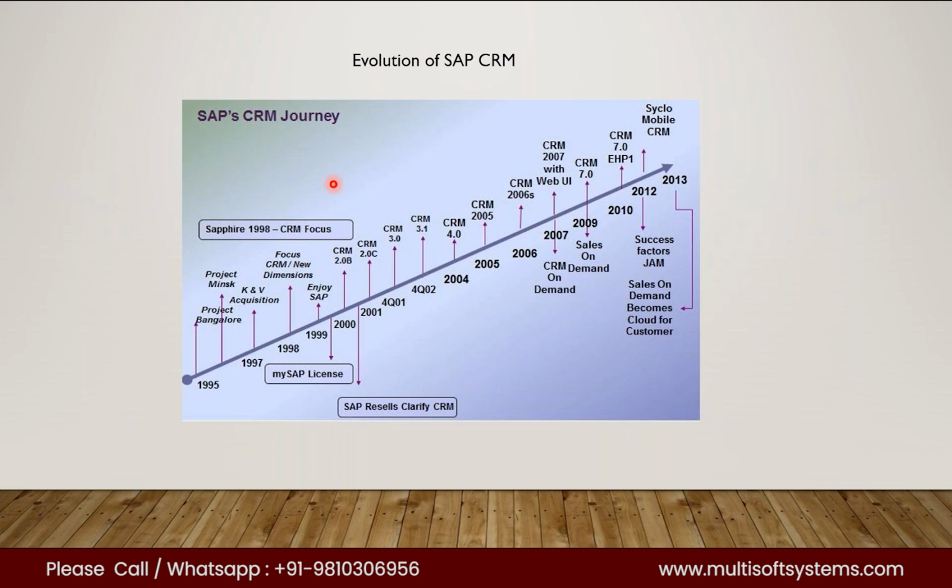ECC and CRM are the traditional versions, just like a three-tier architecture base. If you're aware of what a three-tier architecture is: presentation, application, and database. But after HANA was introduced, HANA was initially introduced in BI for business analytics, and later on it moved on to ABAP and other things.